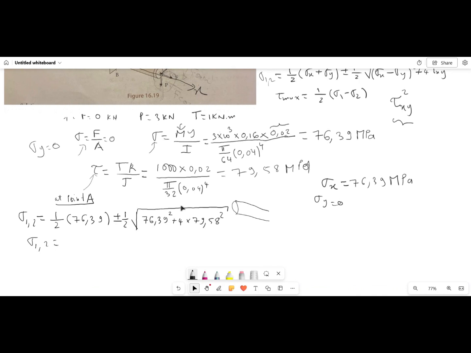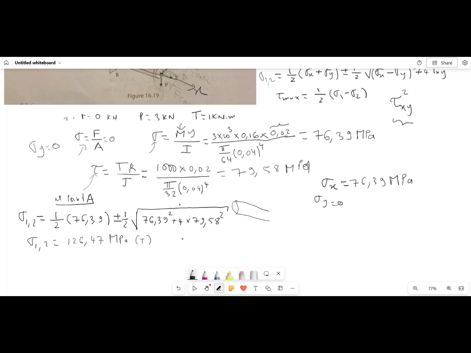Guys, please, let's move. We need to do both cases. I want us to finish. With the plus is 126,47. 126,47 megapascal. Positive means it is tensile.